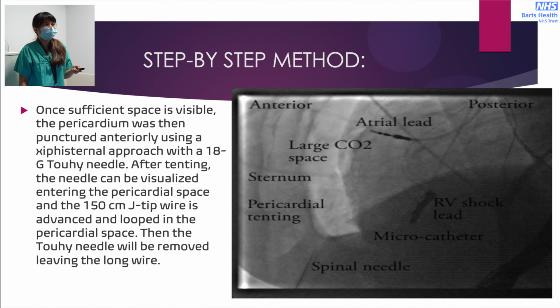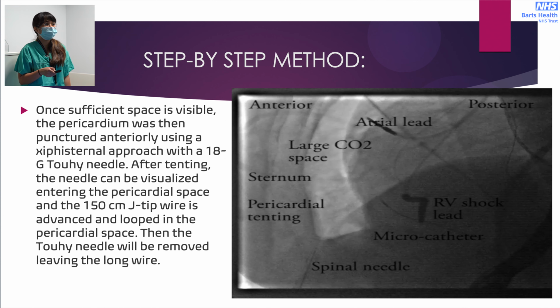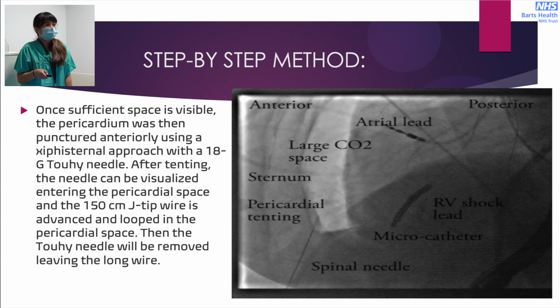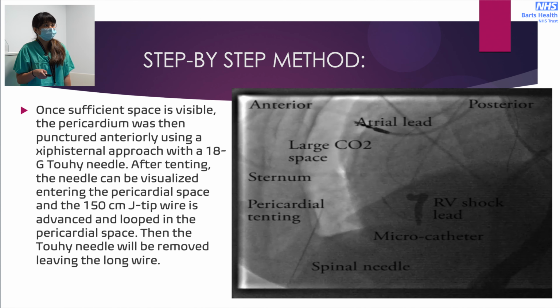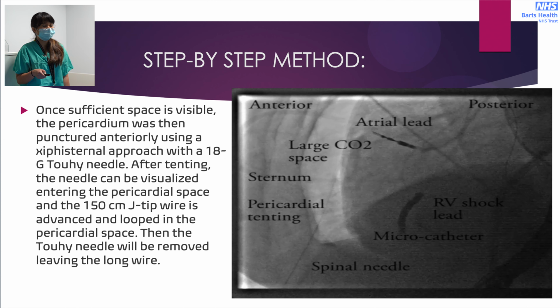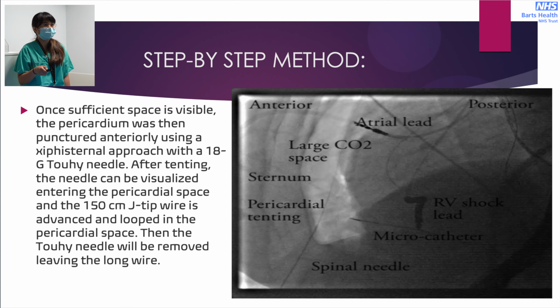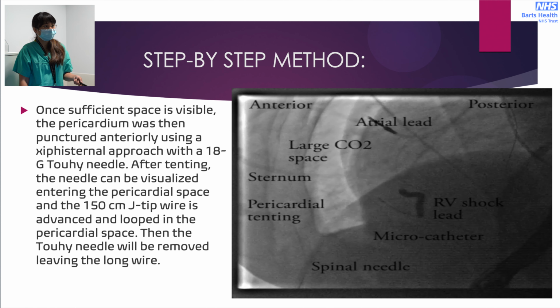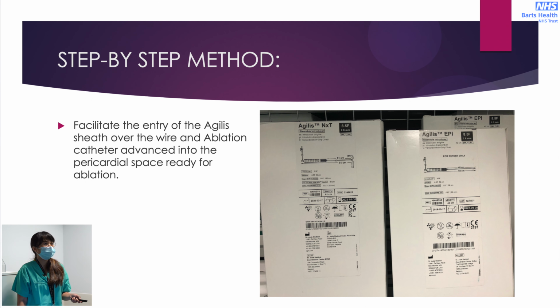Once sufficient space is visible, the pericardium is then punctured using a Toei needle. And then after tenting of the needle can be visualized, the pericardial space will be entered with the 150 cm J-tip wire. Yes? And then the Toei needle will be removed and you will be left with the wire, which will facilitate the entry of your Agilis sheath. And then through the Agilis sheath will be your ablation catheter.